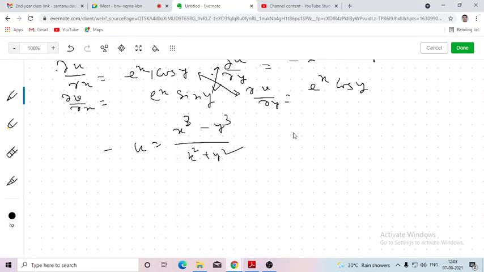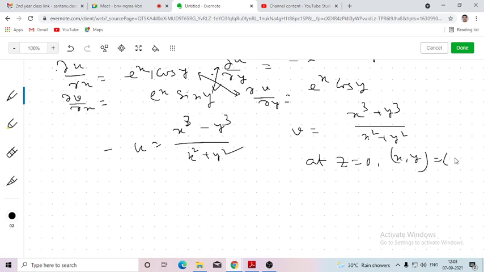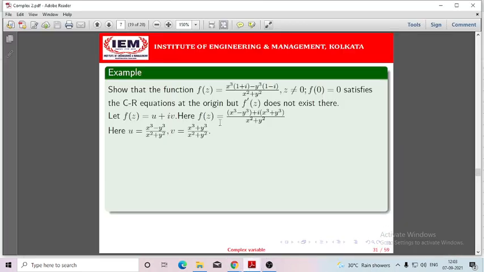And v is x cube plus y cube by x square plus y square. So at origin, that means at z equals to 0, or x, y equals to 0, 0, we need to show that this is not analytic. Although the Cauchy-Riemann equation is satisfied at origin, ultimately the function is not differentiable. So the function is not differentiable at 0, which means the function cannot be analytic at 0.